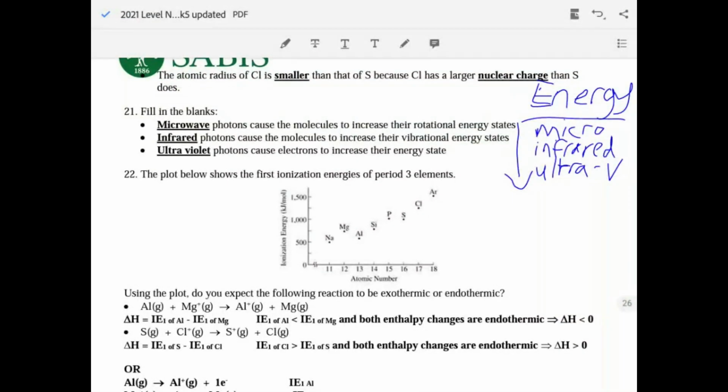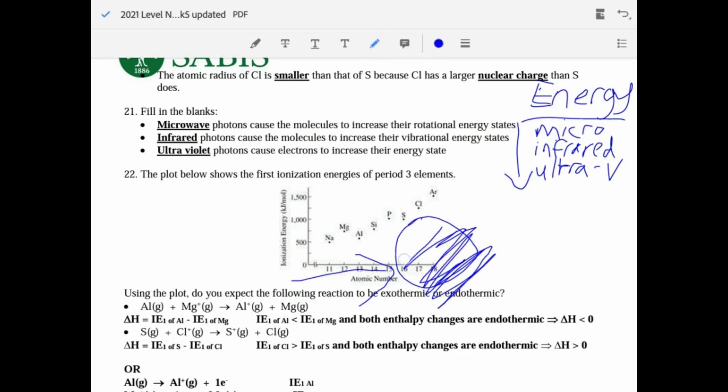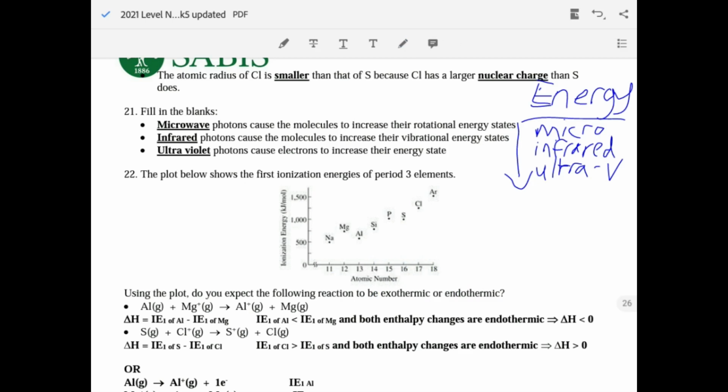Okay, so for number 21, you have these 3 photons, and you're asked what they do to molecules. So microwave has the least amount of energy, so all it does is just rotate the molecule. If you have a molecule here and it hits it, it will maybe just rotate it, that's all. And then infrared has more energy than that. If it hits it, it will make it vibrate a lot because it has more energy. That's why it can do more damage or have more effect.